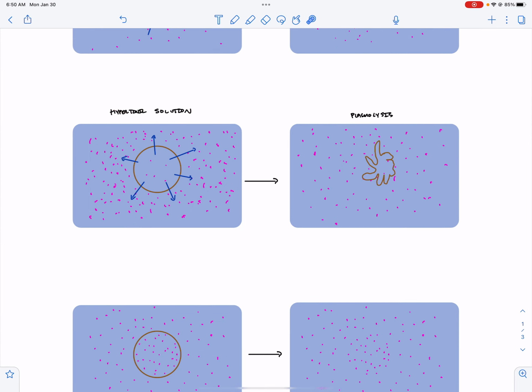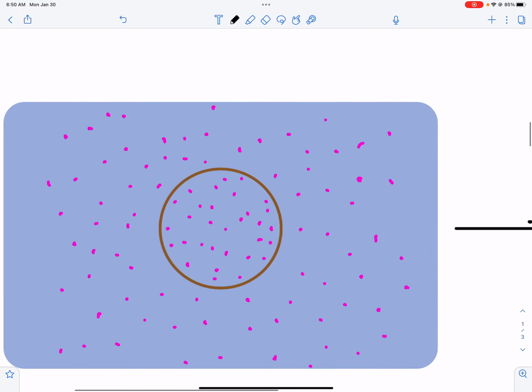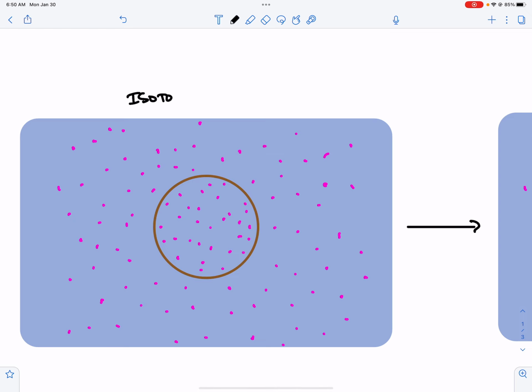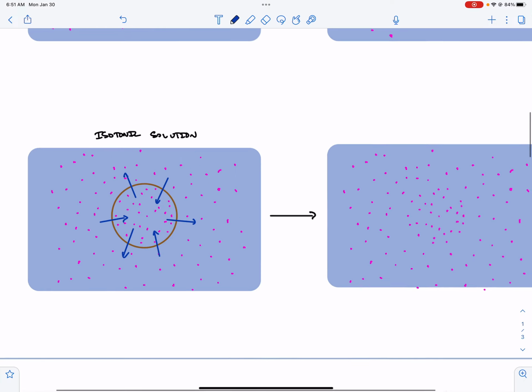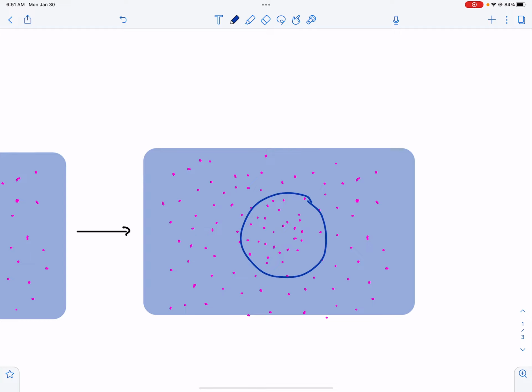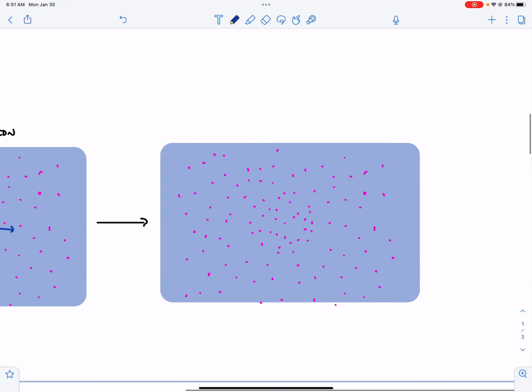So when we put a cell in a hypertonic solution, water is going to move out and the cell will plasmolyze. Okay, and the last case is the Goldilocks situation for animal cells, which is called an isotonic solution. An isotonic solution is when the concentration of glucose and water inside of the cell is the same as the concentration of glucose and water outside of the cell. And so we still have water moving into the cell, but we also have water moving out of the cell at the exact same rate. And so this cell is already in what we call dynamic equilibrium. The cell is not going to change in size.